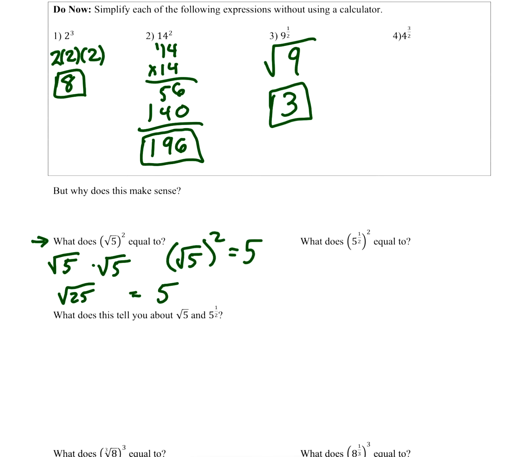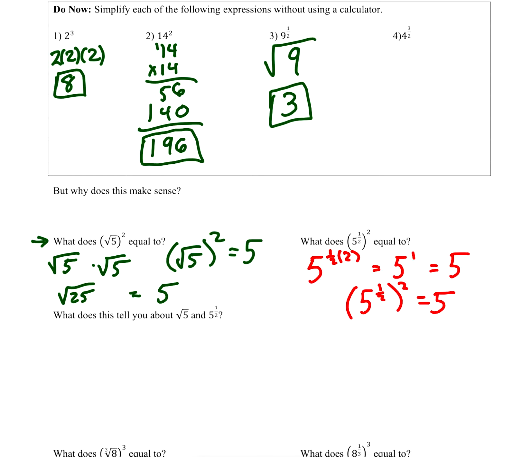All right. Now let's go over here and let's do 5 to the 1/2 squared. So here I have power to power, so I know I can multiply my exponents. It'll be 5 to the 1/2 times 2, which would be 5 to the first, because 1/2 times 2 is 1, and 5 to the first is 5. So I know 5 to the 1/2 squared is equal to 5.